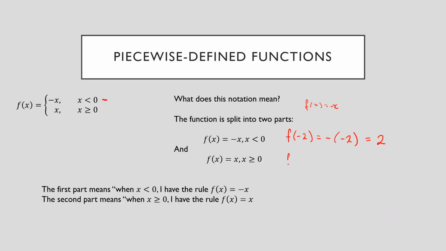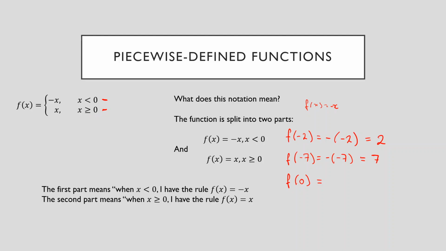You do the same thing for negative 7. You end up getting negative of negative 7. Again, we're using the first part of our piecewise function because the value of x that we're putting in is negative. Negative of negative 7 is just 7. What about something like f of 0? Well, because our value of x is equal to 0, that corresponds to the second part of our piecewise function, because our function is equal to x when x is greater than or equal to 0, for which this value is equal to 0.